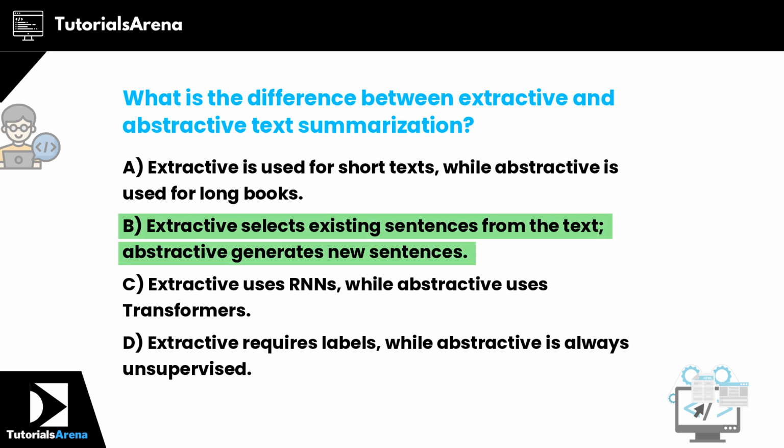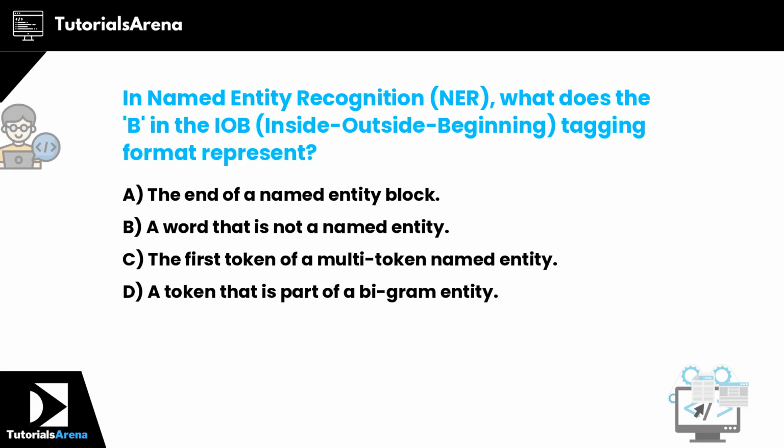The correct answer is option B. Extractive selects existing sentences from the text. Abstractive generates new sentences. In named entity recognition, NER, what does the B in the IOB, inside-outside-beginning, tagging format represent?